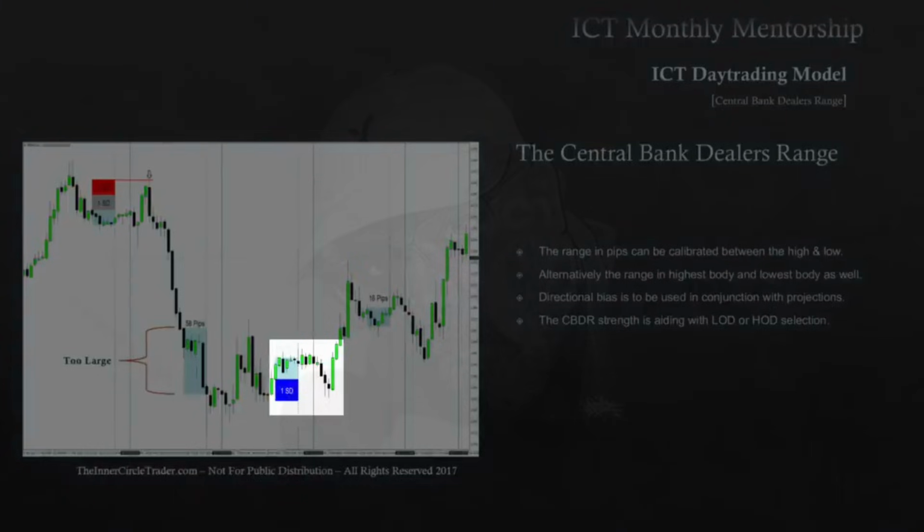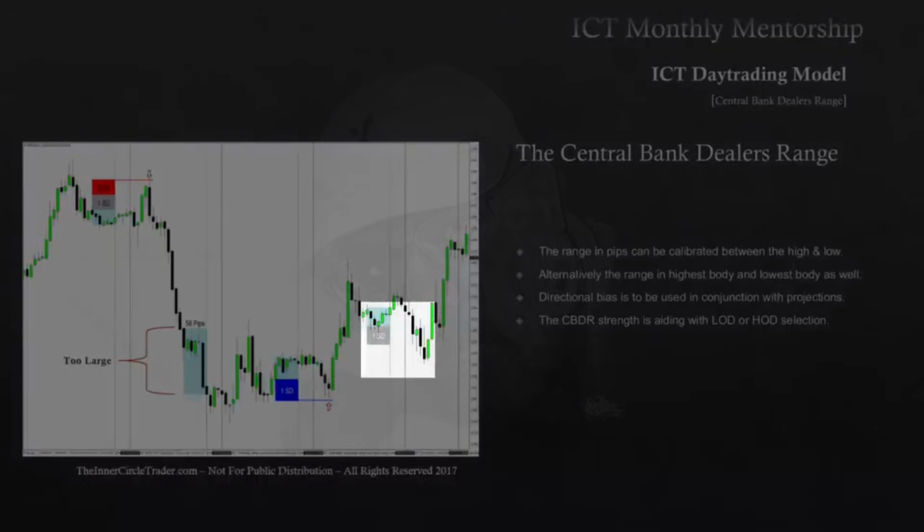The next example here, we have one standard deviation projected below it, and you can see we just about hit that, but it was definitely inside the first standard deviation, creating the low of the day, and price trades up aggressively.